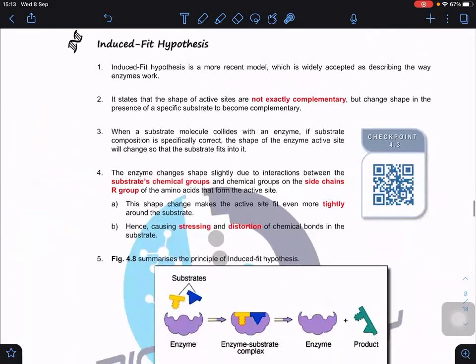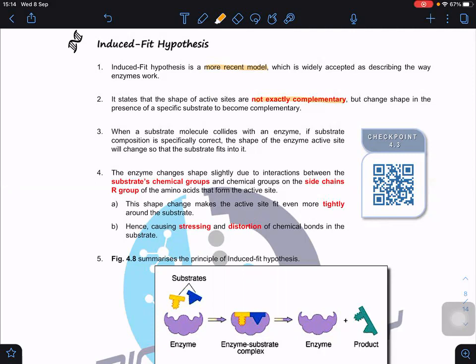After this model, scientists came out with another model called the induced fit hypothesis, or they call it the handshake hypothesis, shake hands hypothesis. This is actually a widely accepted one. Induced fit model is currently a more recent model, which is widely accepted as describing the way enzymes work. In this case, you can see that the shape of the active site is not exactly complementary. Can you see that? Not exactly complementary, but it changes shape in the presence of the specific substrate to become complementary.